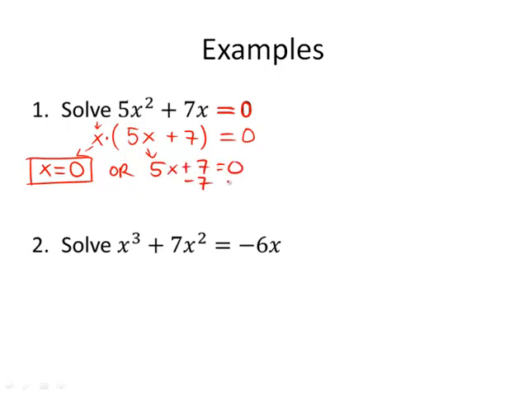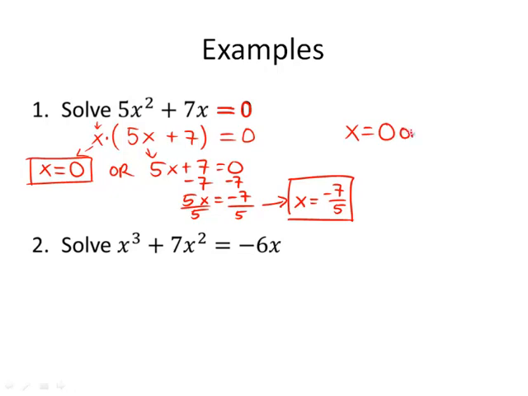So let's solve that. Minus 7 from both sides, you get 5x equals negative 7. Divide by 5 on both sides, you get x to be negative 7/5. That's the other option. So you have two options. X is either 0 or negative 7/5. You can check your work, plug it back in, and see if they work.